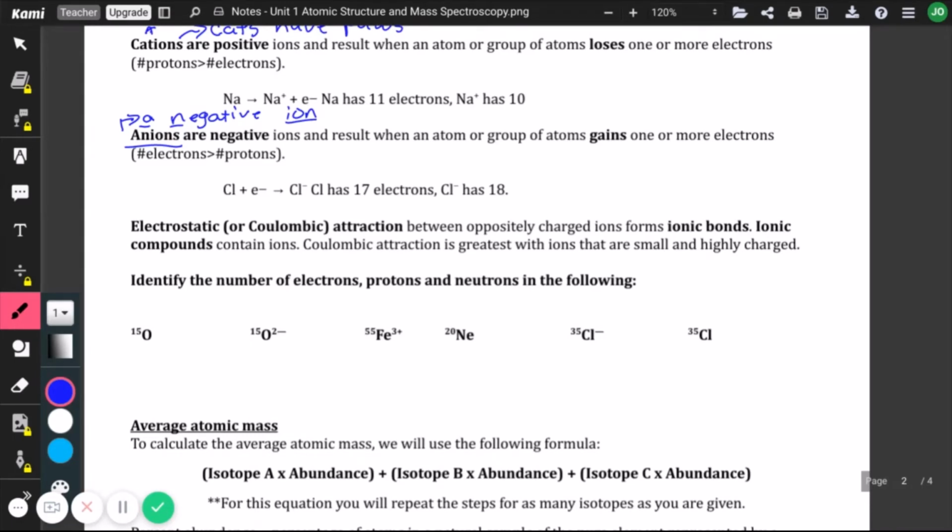We get cations when an atom loses an electron, one or more, and anions happen because an atom gains an electron, one or more. So cations lose electrons, anions gain electrons. When that happens, we form what's called electrostatic or Coulombic attraction between oppositely charged ions. Because of this opposite charge, they're going to start to attract each other, which is how we get what's called an ionic bond. We'll go a little bit more into that later on, probably next week.